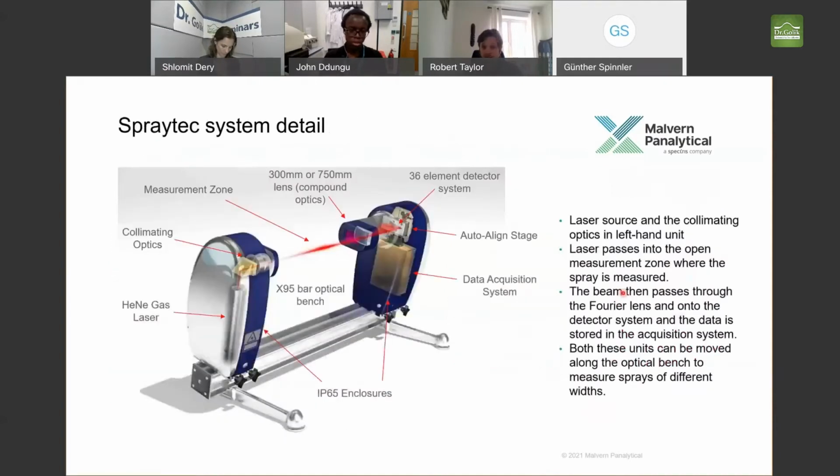Okay, and then here's a bit more of a detailed schematic of the Spraytec. I won't go into too much detail here, but effectively laser shines this way, goes that way, and then you have the spray plume emerging here for particle size distribution testing.